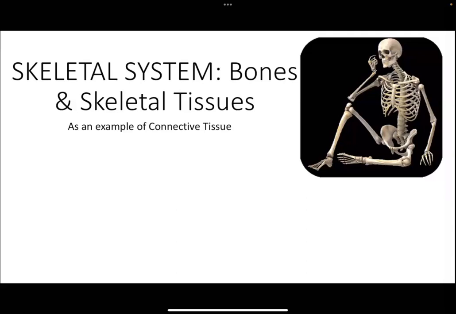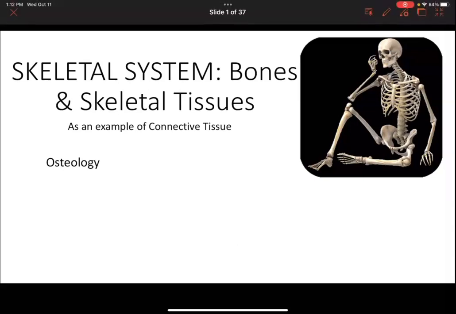Moving on through our different systems, we're going to next tackle the skeletal system, which is going to include bones and their associative tissues. And so again, I want you to think of bones and these tissues as an example of connective tissue. Remember, connective tissue is this wide variety of tissues, and bones are certainly part of that. What we call the study of bones is osteology. Again, we are going to have a lot of the prefix osteo for bone. We're going to see that throughout this chapter and this unit.